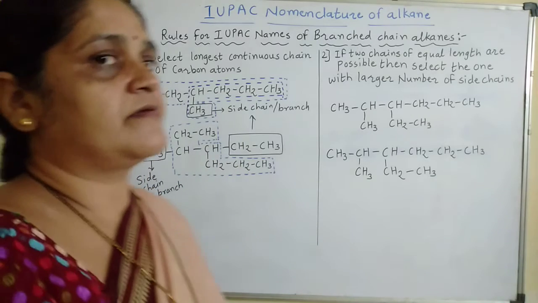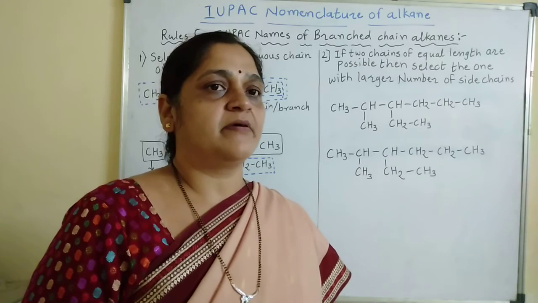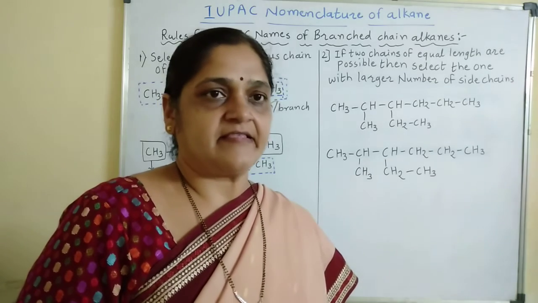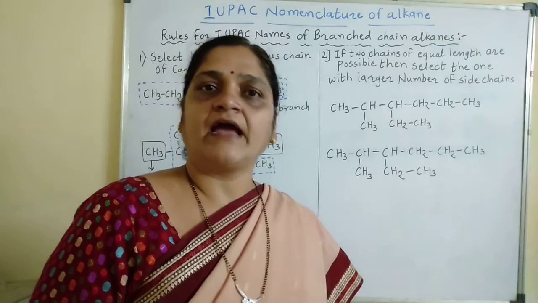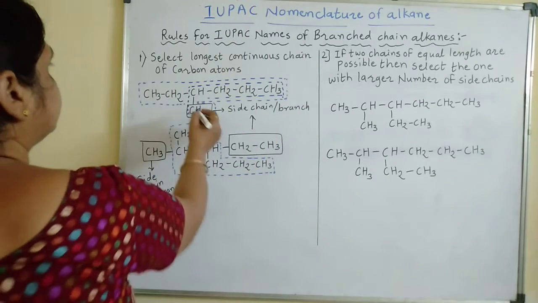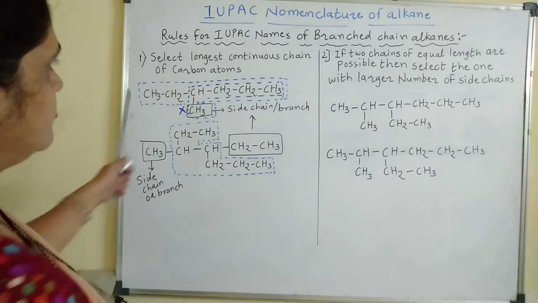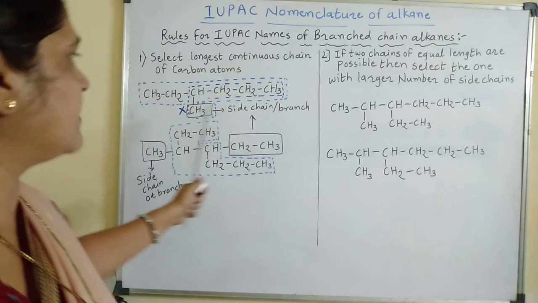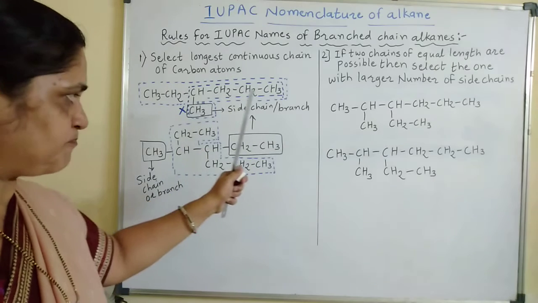As 6 carbon atoms are the most, you get the parent hydrocarbon name, that is hex-, and as it is an alkane, hexane will be the parent hydrocarbon. So you are not going to select this carbon atom into the chain. You are only selecting the straight chain, and this carbon atom will work as a side chain or branch.